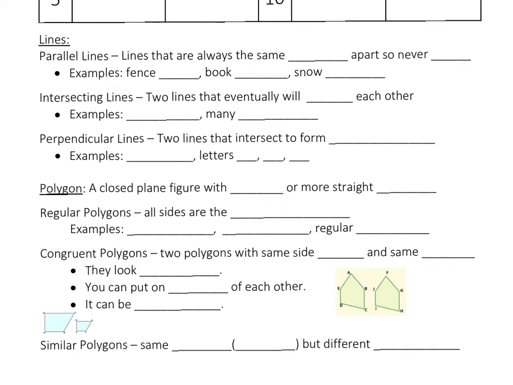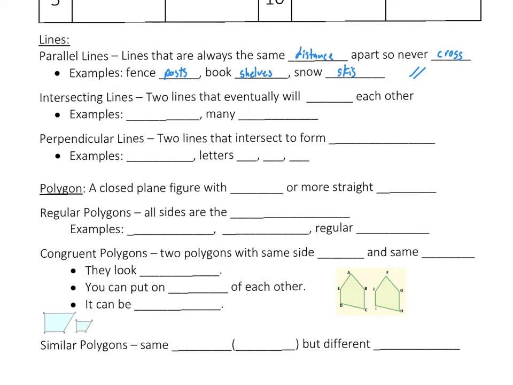First, lines. Parallel lines are lines that are always the same distance apart, so never cross. Some real world examples would be fence posts, bookshelves, which would never cross. They'd be parallel to each other. Snow skis. They're the same distance apart, two lines, and we write them kind of at an angle like that when we abbreviate parallel.